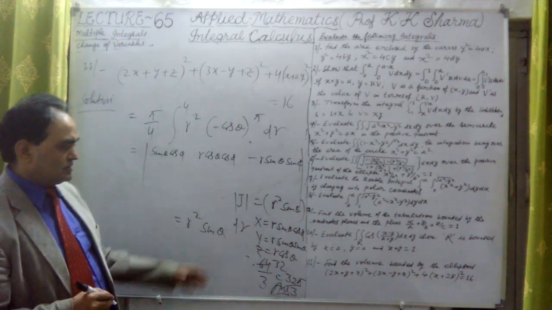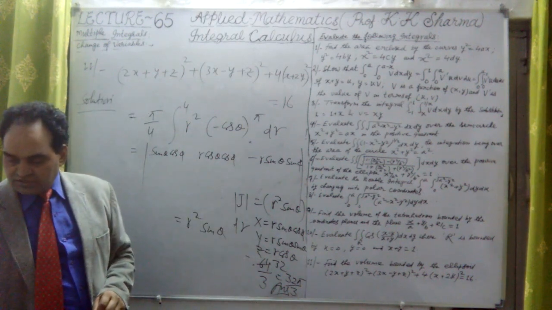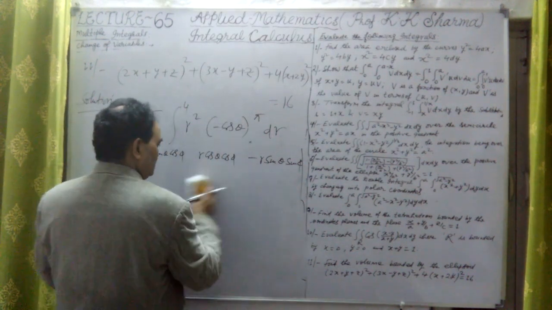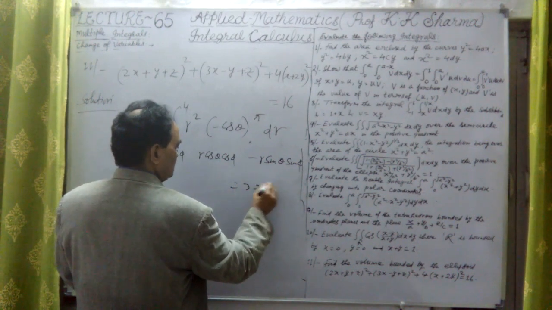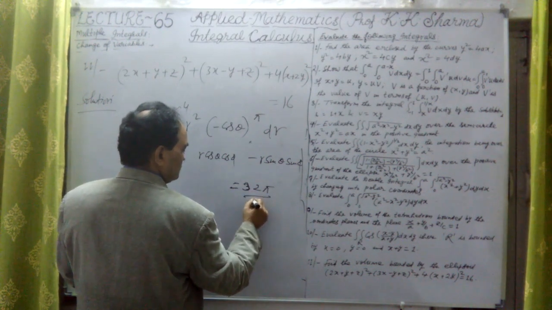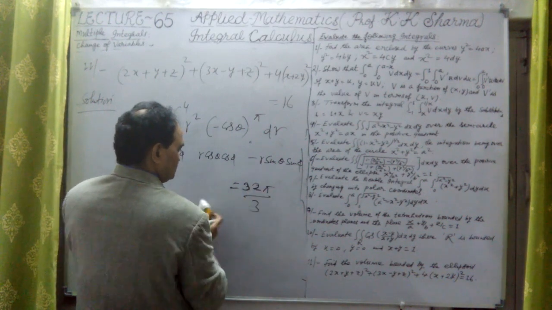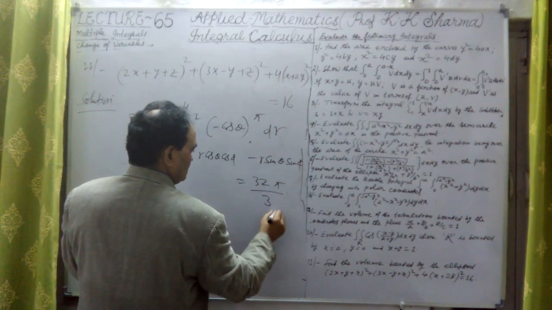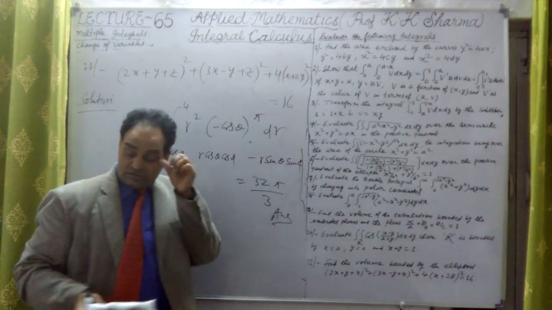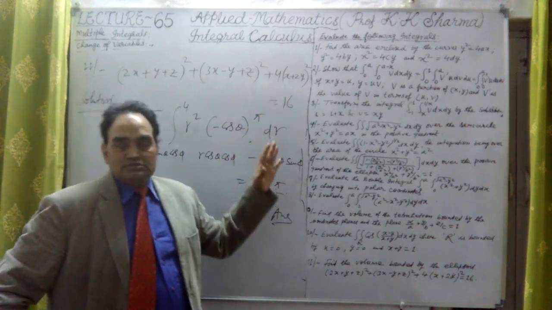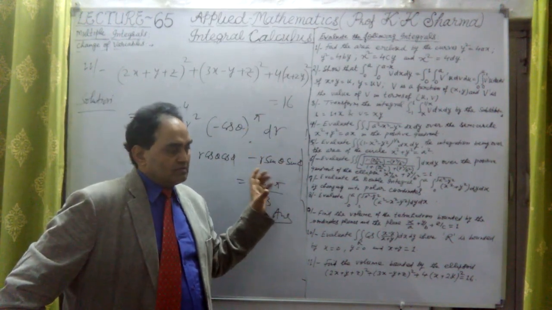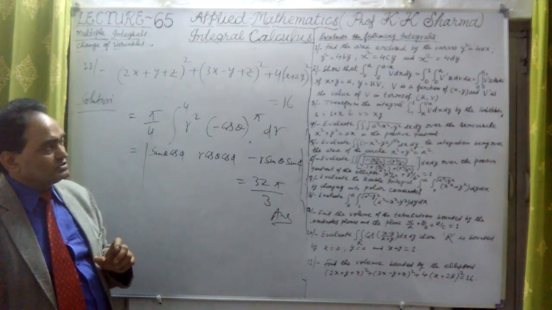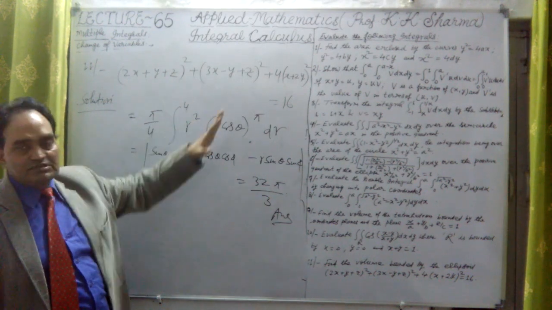Now, I have finished this whole exercise. So 35 upon 3 is the answer of this question. So this is how the process of changing the variables works in case of double integrals, triple integrals, or volume integrals. This is the process of changing variables that we discussed today.